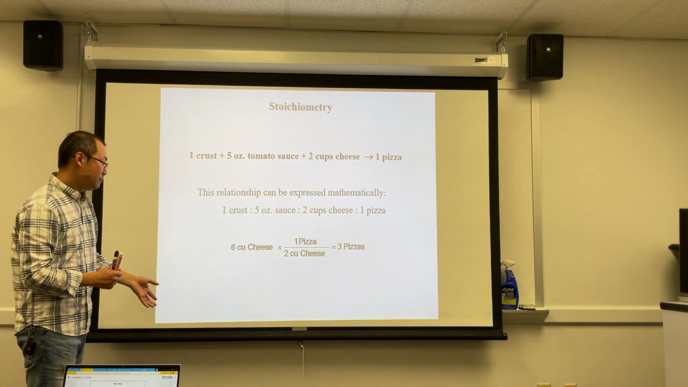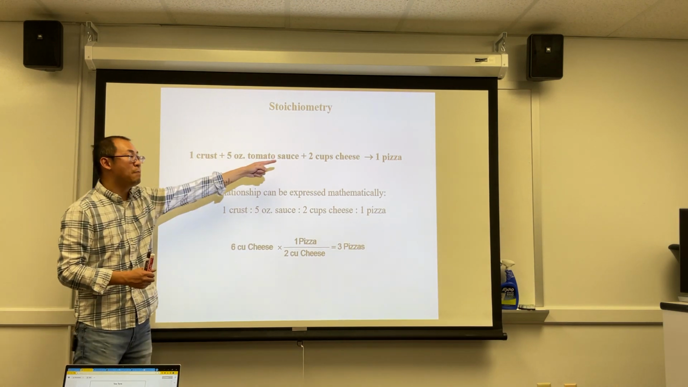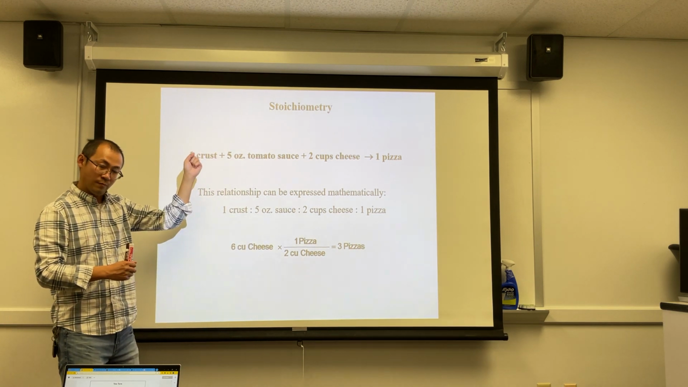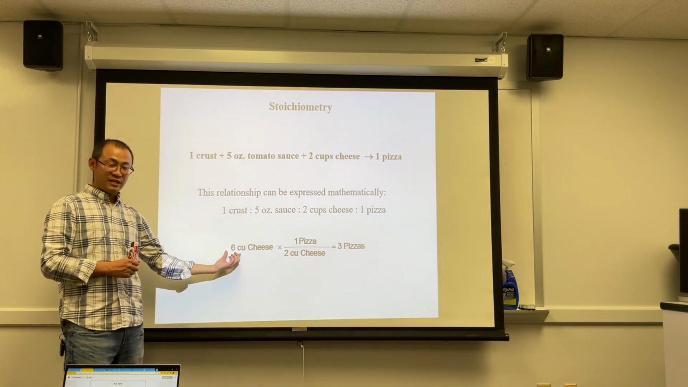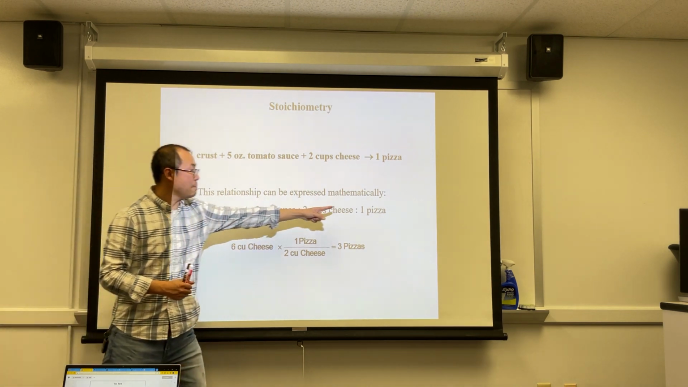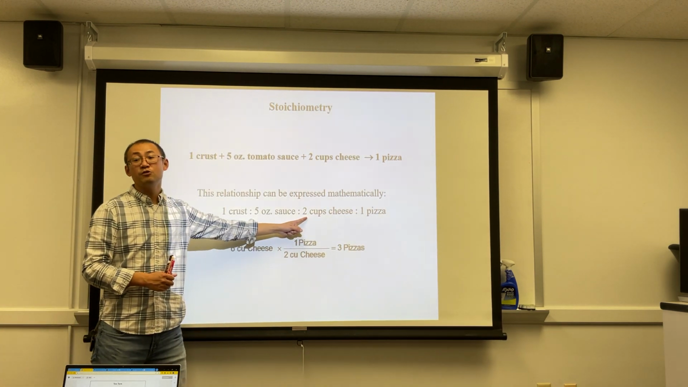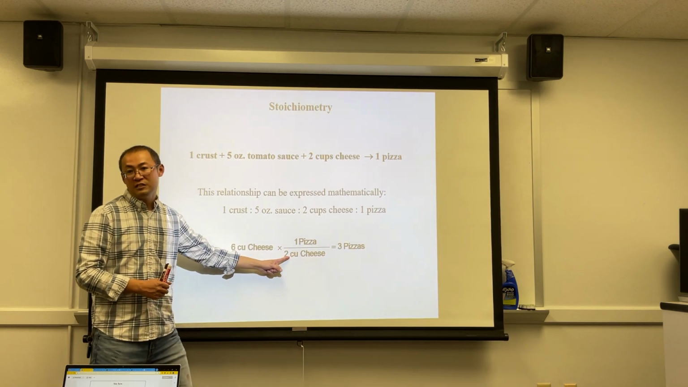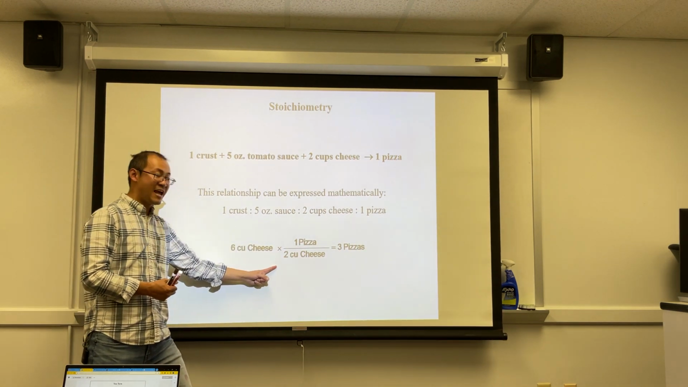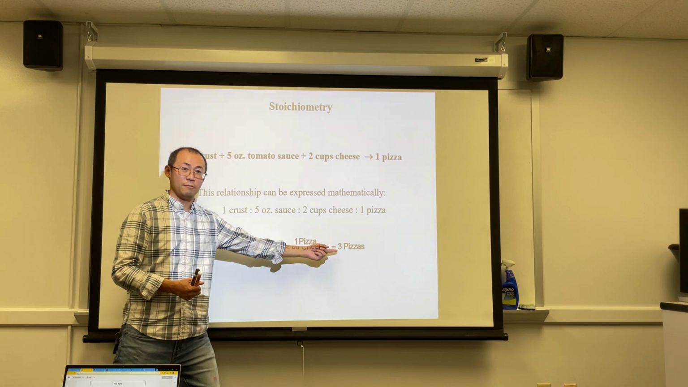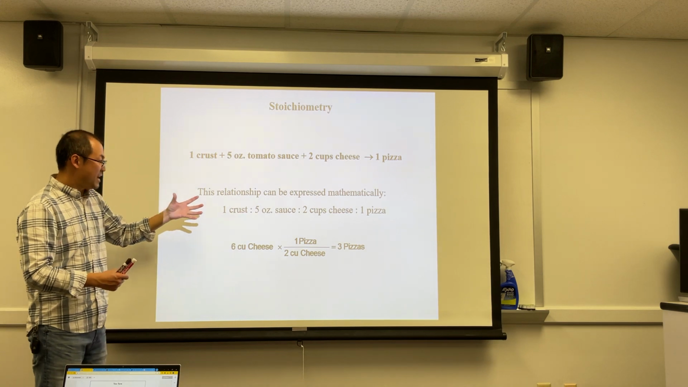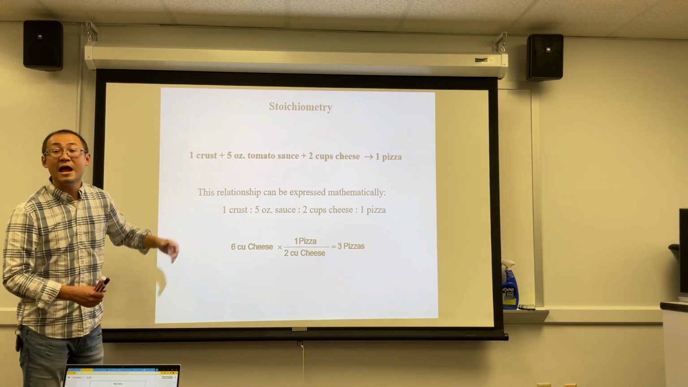For example, if I say I have 6 cups of cheese, how many pizzas do you think I can make if I have enough of these two? Then we use the same 6 cups of cheese as the given, times what? One pizza needs how many cheese? 2 cheese. Why do I put cheese in the bottom? Because that's what you're given, cheese. So cheese cancels, 6 divided by 2. I can make how many pizzas? 3 pizzas.